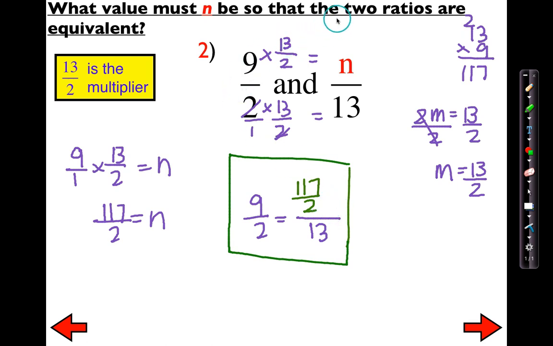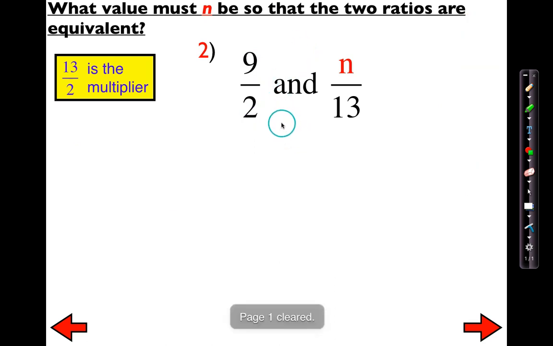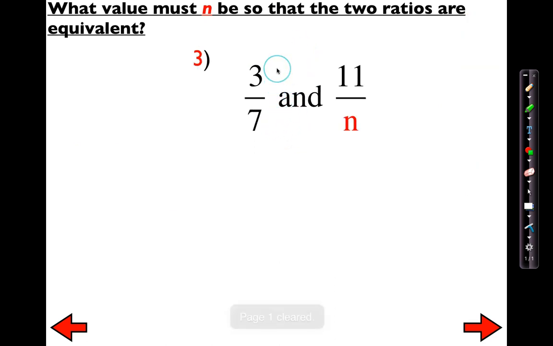So here is my equivalent fractions. Okay. The ratios are for sure equivalent. Why? Because I multiplied both the numerator and denominator by the same multiplier. In this case, 13 halves. Okay, so for number 3, what I'd like you to do is go ahead and pause the video and try this one by yourself.